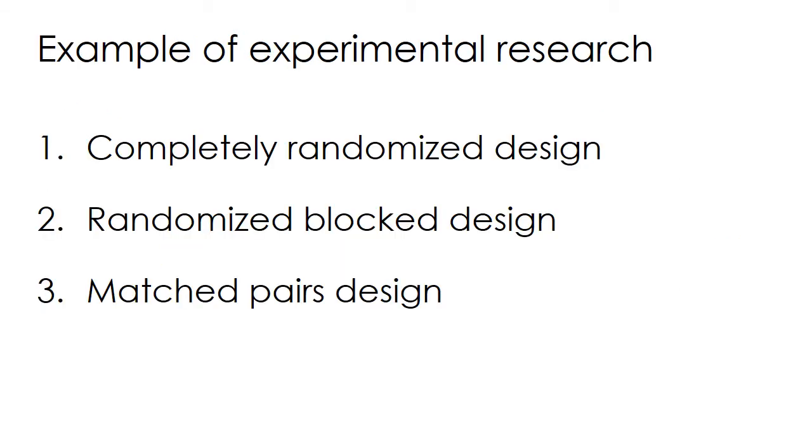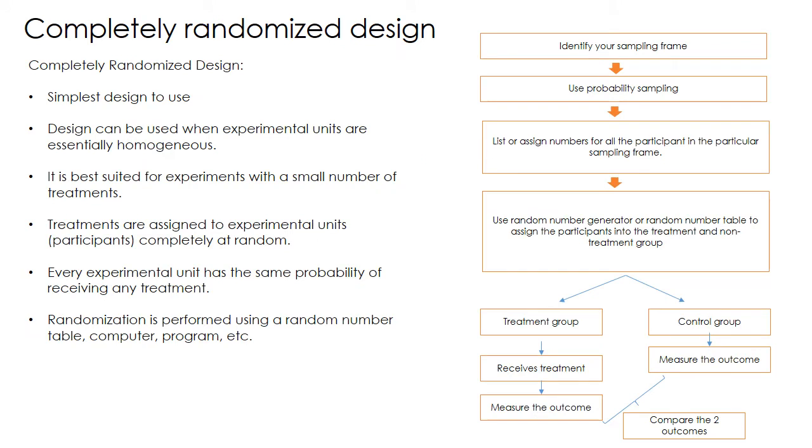So what are the examples of experimental research? What are the types of experimental research that exist? Like survey, we have 3 different designs. So for experimental, how can we conduct this research? It can be through completely randomized design, randomized block design, or matched pairs. So let's look at the first design, called completely randomized design.